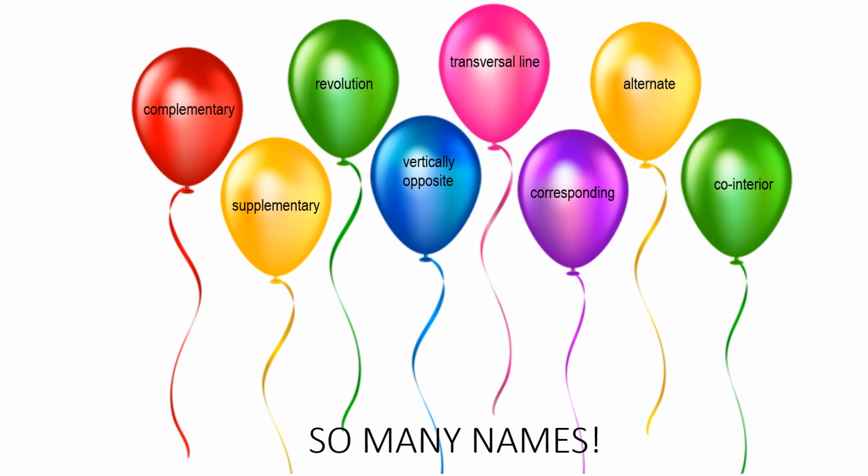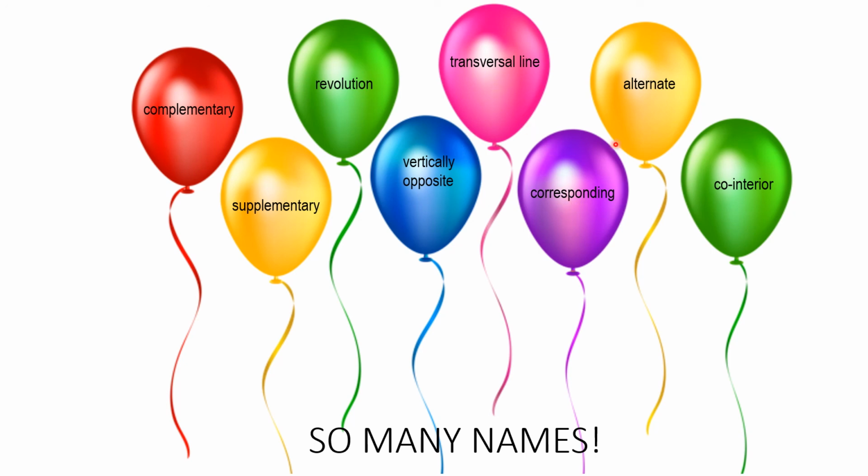So you're probably a little overwhelmed with how many new words that you've had to learn. Let's just go through all the ones that we've learnt so far. So complementary, they add to 90 degrees. Supplementary add to 180 degrees. A revolution is 360. Vertically opposite, remember those are the angles that make an X shape. We learnt what a transversal line is. It cuts through parallel lines.